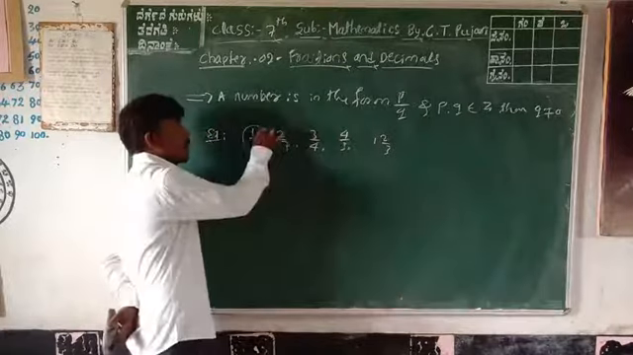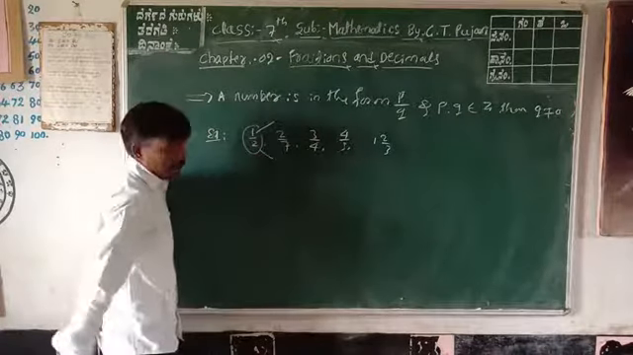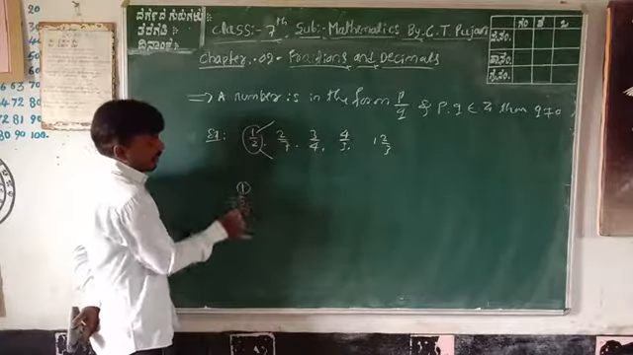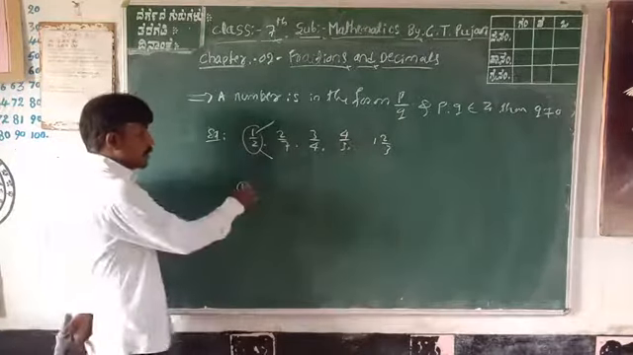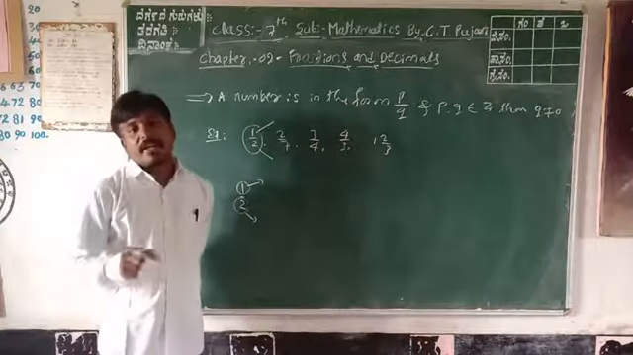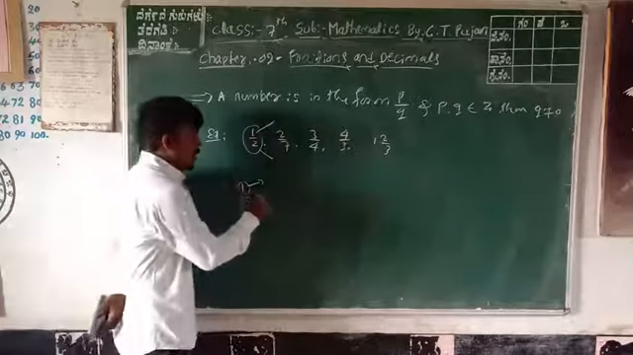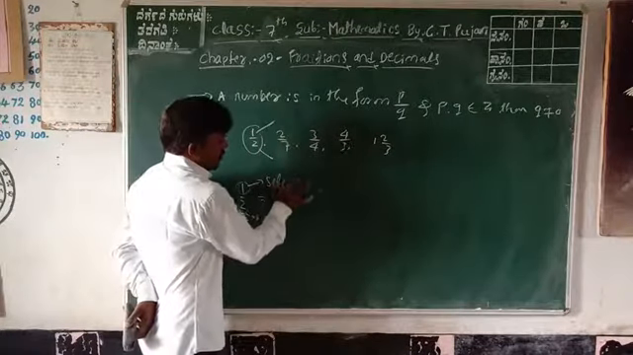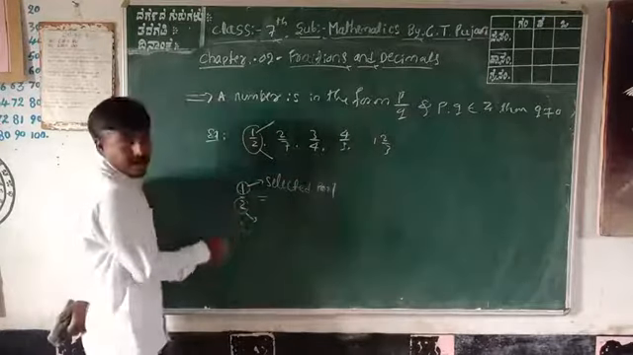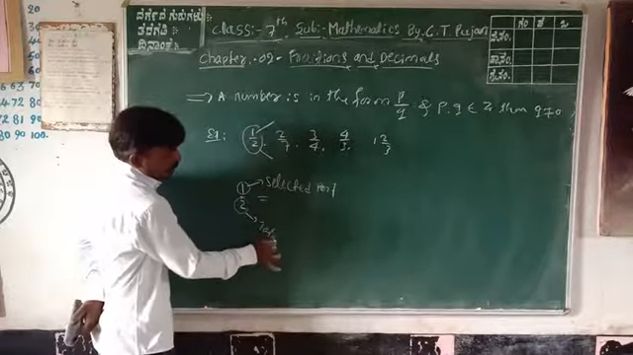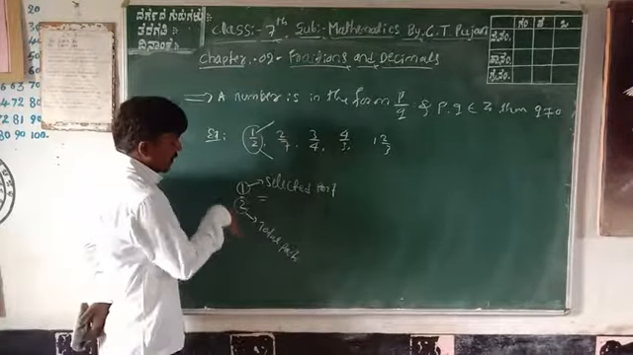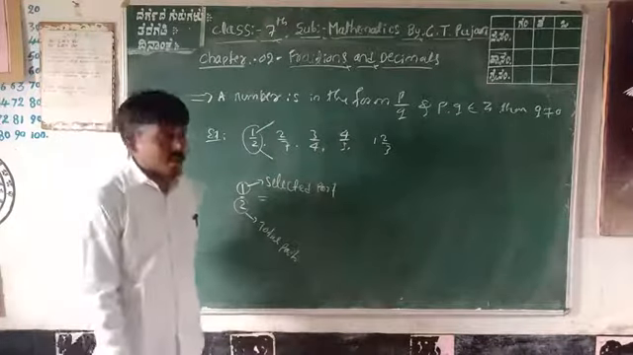What is the meaning of 1 and what is the meaning of 2? 1 by 2 is a fraction. 1 is the numerator and 2 is the denominator. What is the definition of numerator and denominator? The numerator means only the selected part. The denominator means the total parts. That is the numerator and denominator.